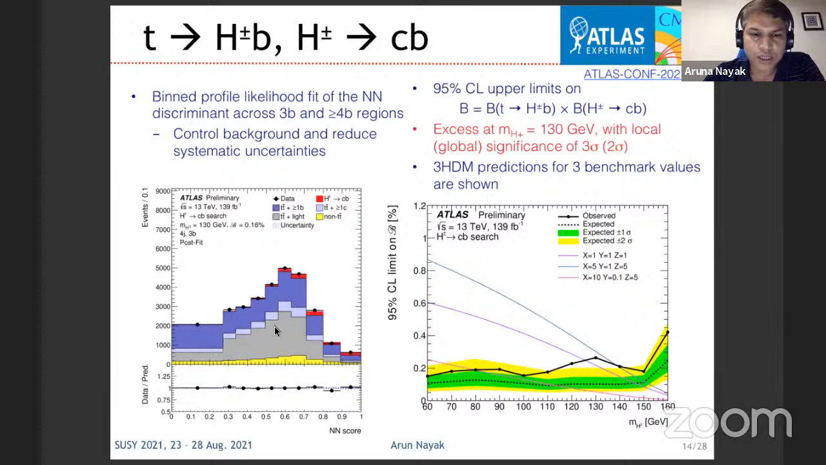Here you see the distribution of the neural network score for a signal of 130 GeV. As you can see, the signal and background are pretty close to the data in this case. We obtain the upper limit on the branching fraction of the top going to charged Higgs and the charged Higgs going to c b. You see the limits are very strong now, and there is a small excess here again, of the order of 3 sigma local significance and 2 sigma global significance. We will see what happens with more data. There are also three theoretical predictions from three Higgs doublet models with three benchmark values, which are shown here.